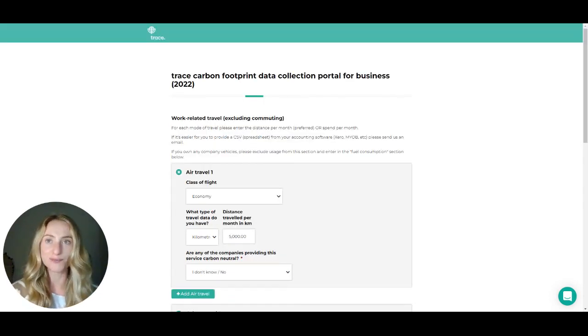Moving on now to travel. Business travel includes all transport related to business operations, including air travel, public transport, taxis and rideshare, business mileage using private vehicles, and corporate accommodation.